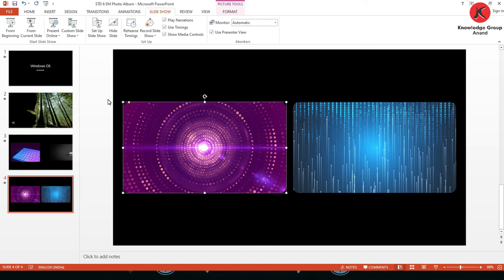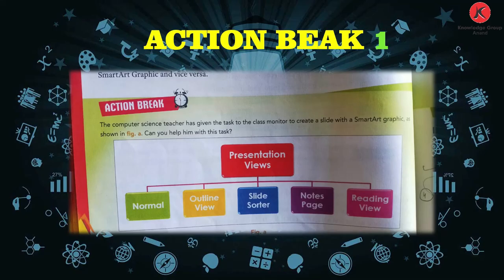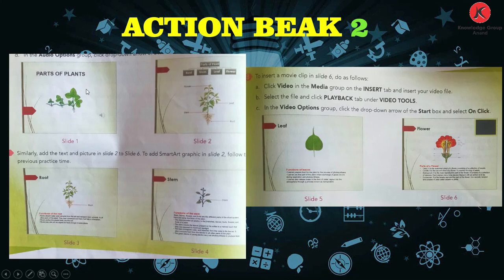Now after this, on the final page number 80, there is an action break. In this we are going to learn 5 slides. We will add 5 slides. The first slide will be the heading "Parts of Plants," and we will insert one image with audio. In the second we will add a hierarchy, meaning SmartArt. Then we'll add a picture and type 5 types with the shape. Next we will learn how to insert the third, fourth, fifth, and sixth slides. And after this we will learn how to insert a video.